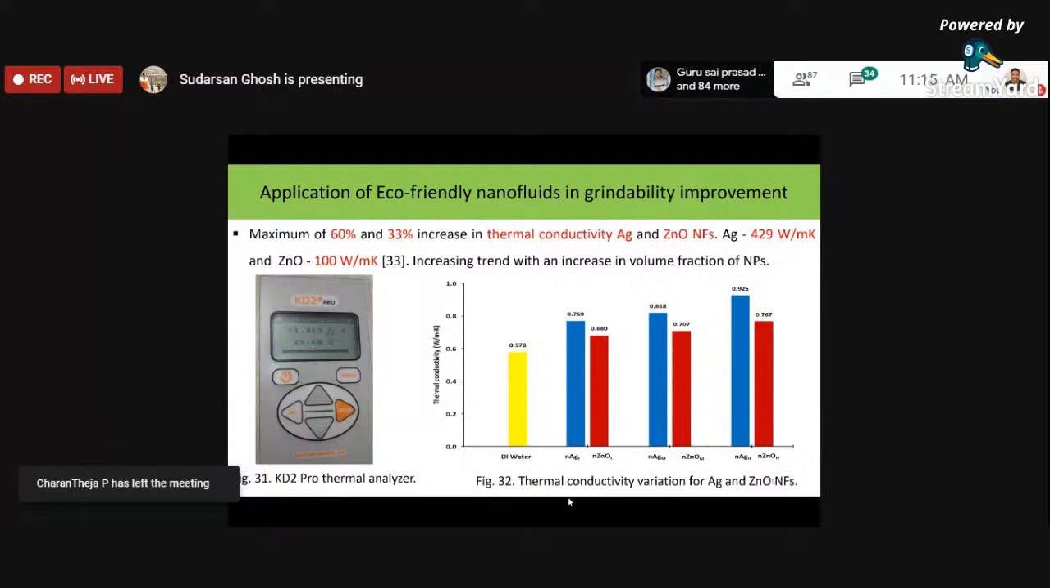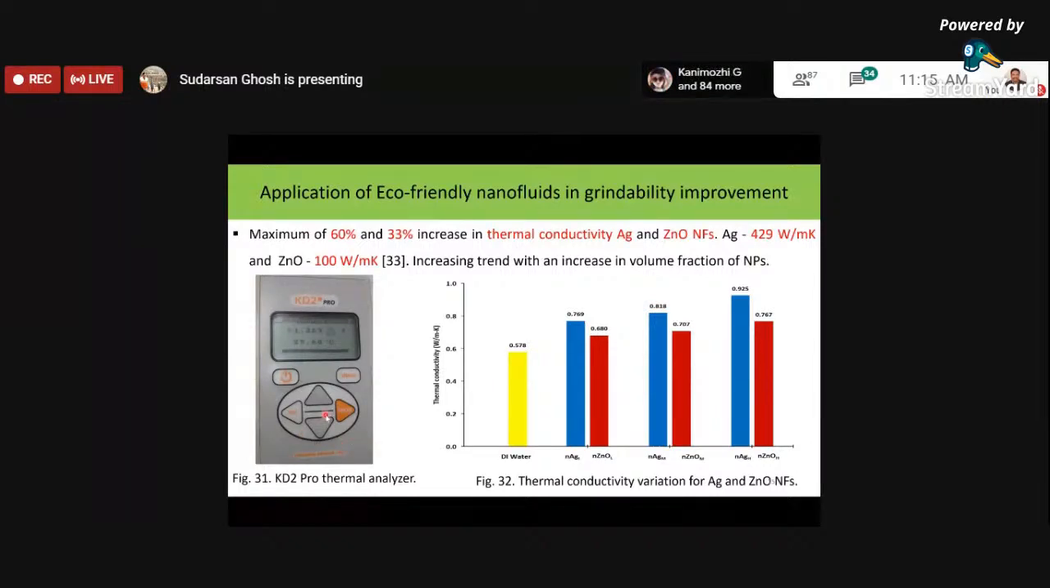For these nanofluids, we have the thermal analyzer. This is a special type of thermal analyzer which can be used for measuring the thermal conductivity of the nanofluids, unlike the normal conventional one. For this, actually, we did not have this thermal analyzer at IIT Delhi, so we had to depend on IIT Guwahati. IIT Guwahati has such a thermal conductivity analyzer.